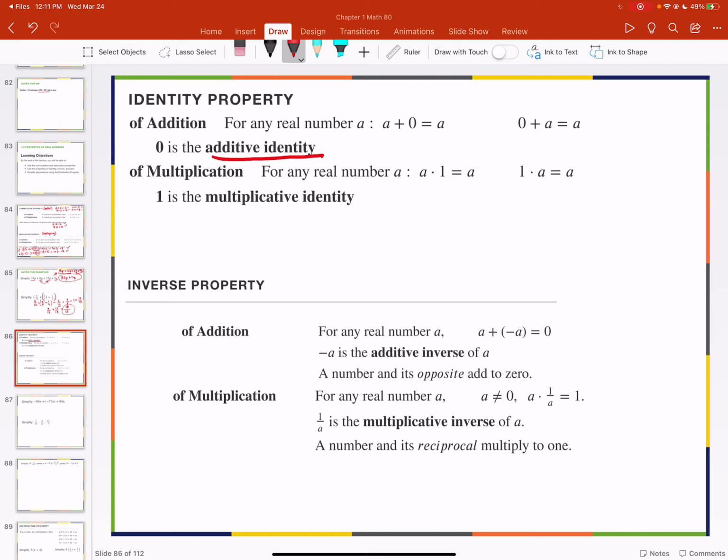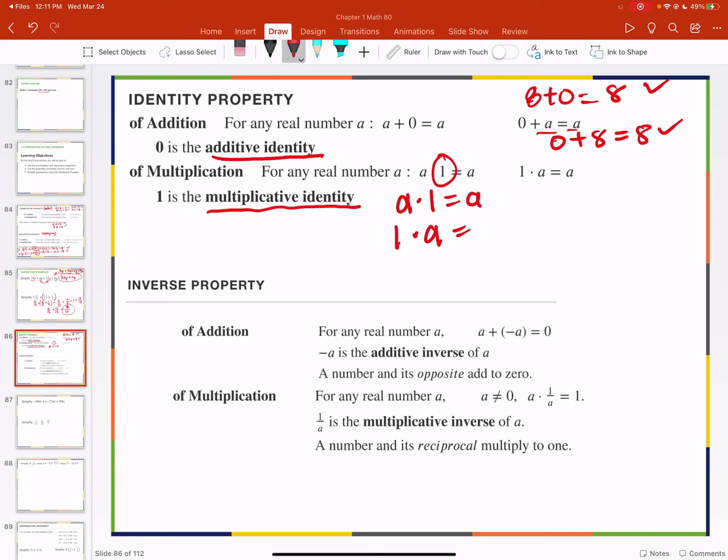If we have 8 plus 0, that equals 8, and it's commutative, so 0 plus 8 is also 8. In general, we use a. For multiplication, 0 doesn't behave that way. It's 1 that is the identity, because any number times 1 gives me that same number back. 5 times 1 is 5. 1 times 5 is 5.